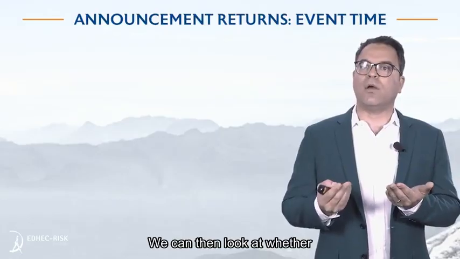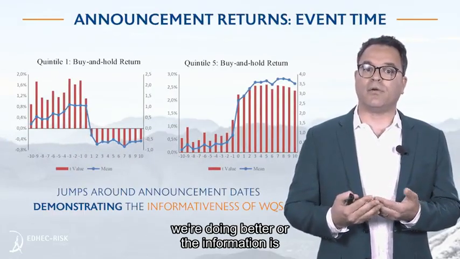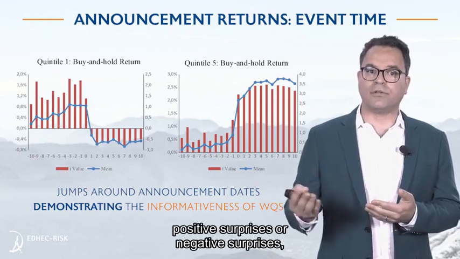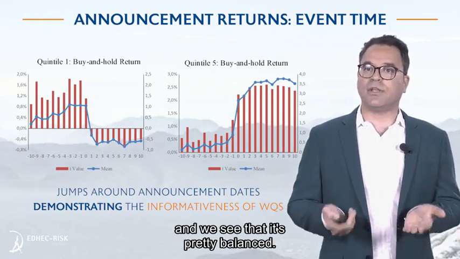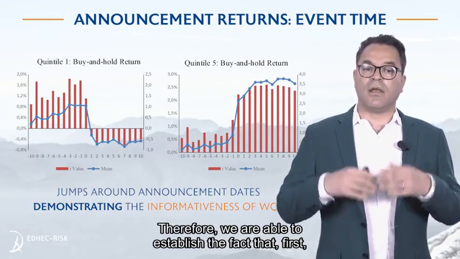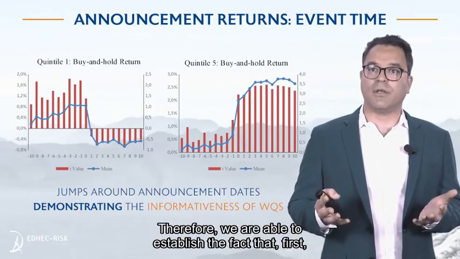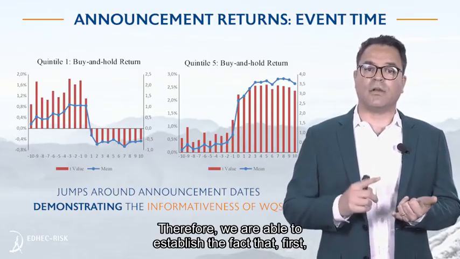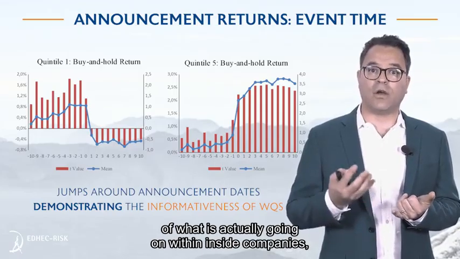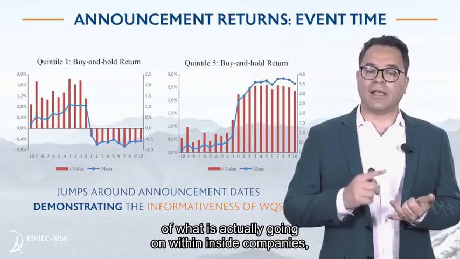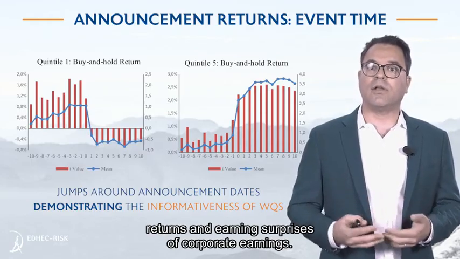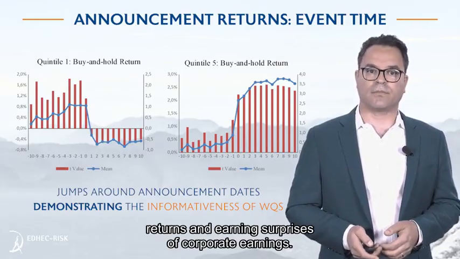We can then look at whether the information is more predictive of positive surprises or negative surprises, and we see that it's pretty balanced. Therefore, we are able to establish, first, that consumption information is reflective of what is actually going on inside companies, and second, that it allows us to predict returns and earnings surprises of corporate earnings.